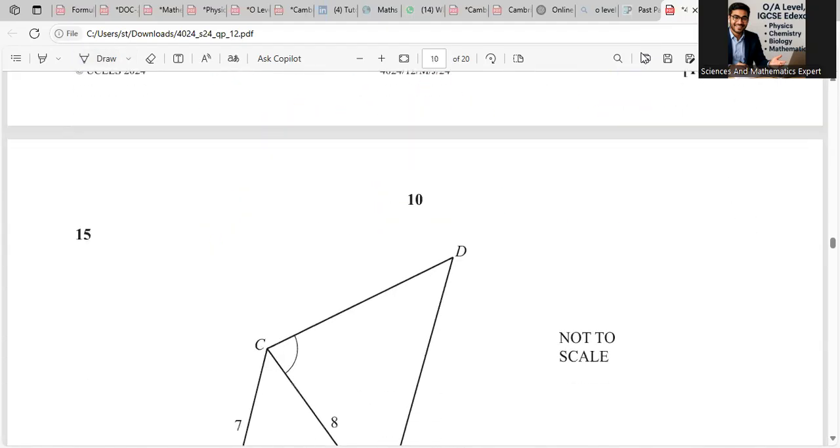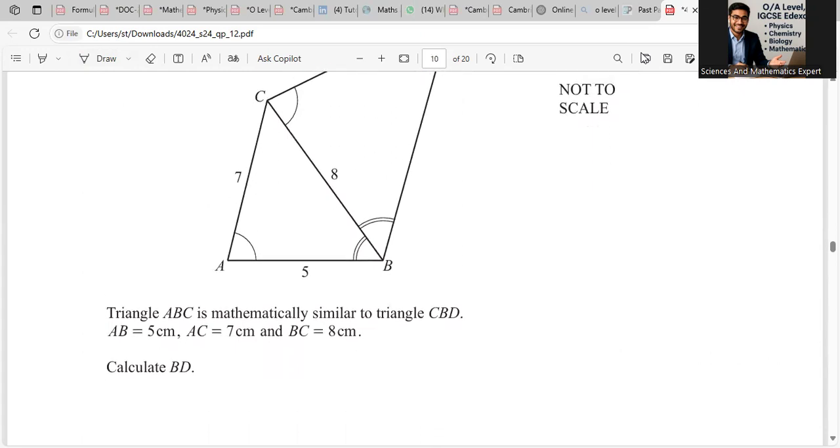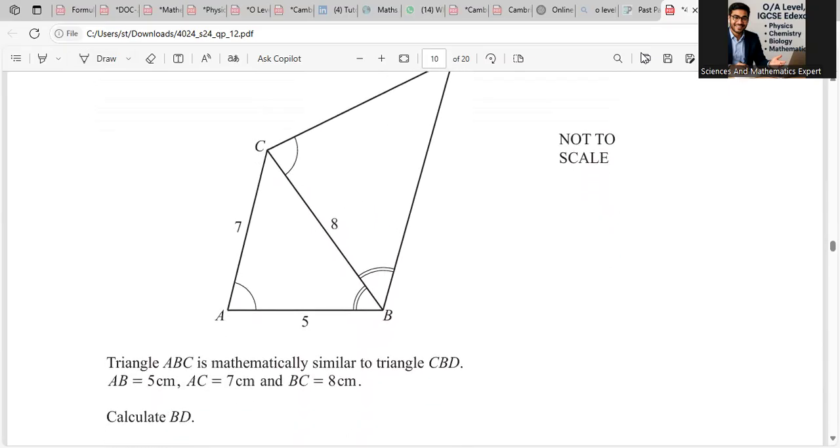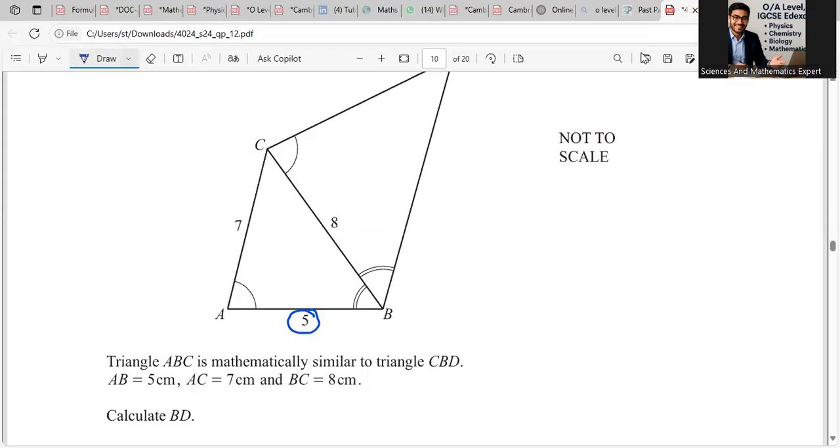Let's go to question number 15, where he is saying two similar triangles are given. Triangle ABC is mathematically similar to triangle CBD. AB is 5. And then he is saying AC is 7 and CB is 8, which is also common with the other side. And he is saying calculate BD, meaning this one I will have to calculate.